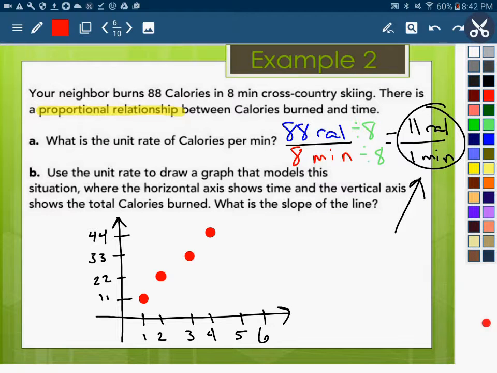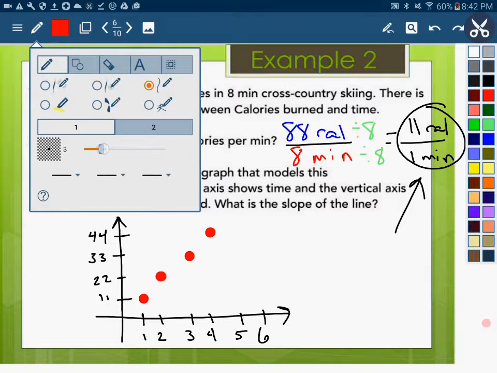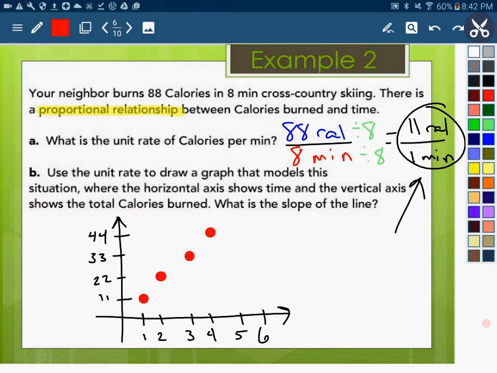I'm also going to draw a line through these points because even though it says we burn 11 calories every 1 minute, if you were to even exercise for 30 seconds, you would burn some calories. In fact, you'd burn 5.5. So I do want to draw a continuous line through these points showing that after time starts at 0, 0, you begin to burn 11 calories every 1 minute.